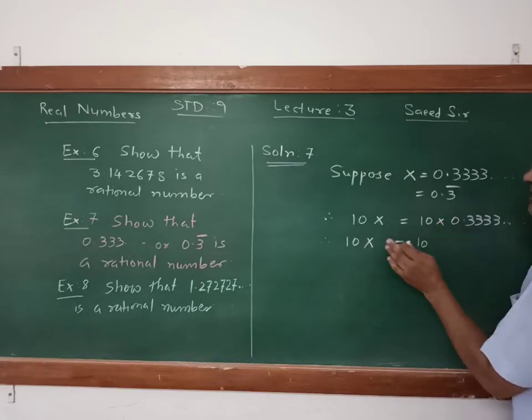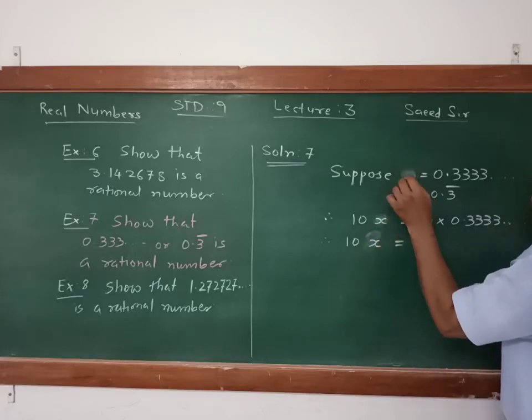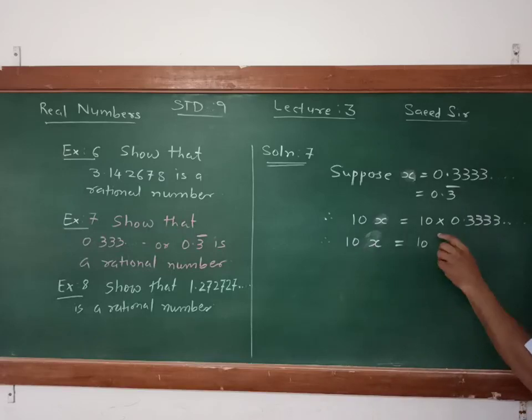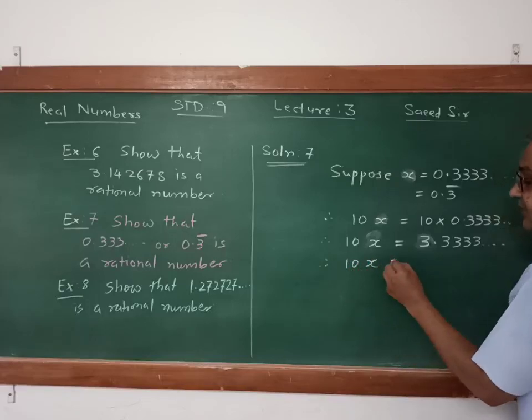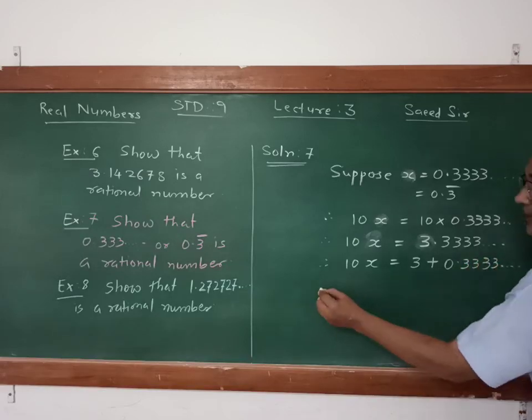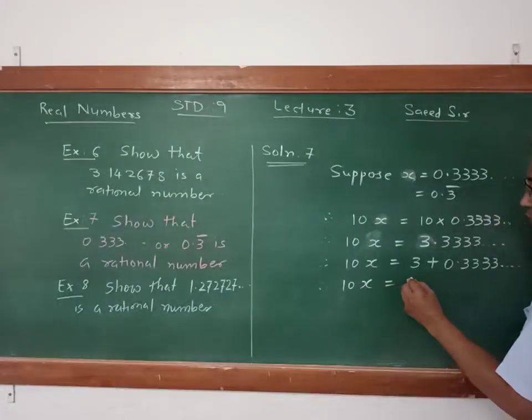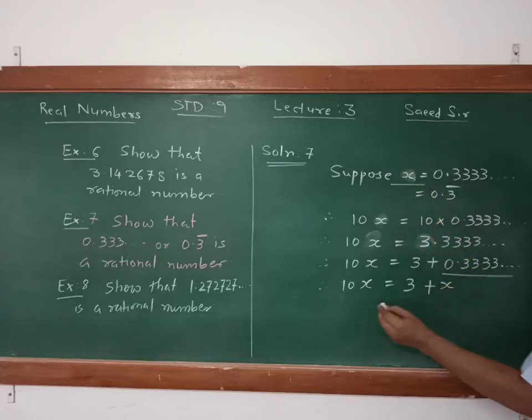This is not x, this is multiplication. Let me write x in this pattern. So 10x is equal to 10 into 0.3333..., which is 3.3333.... Therefore 10x is equal to 3 plus 0.3333..., and what is this? This is x. Therefore 10x is equal to 3 plus x.